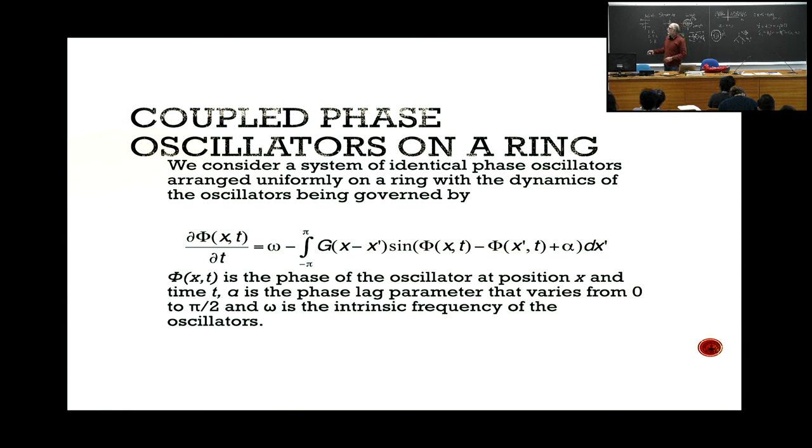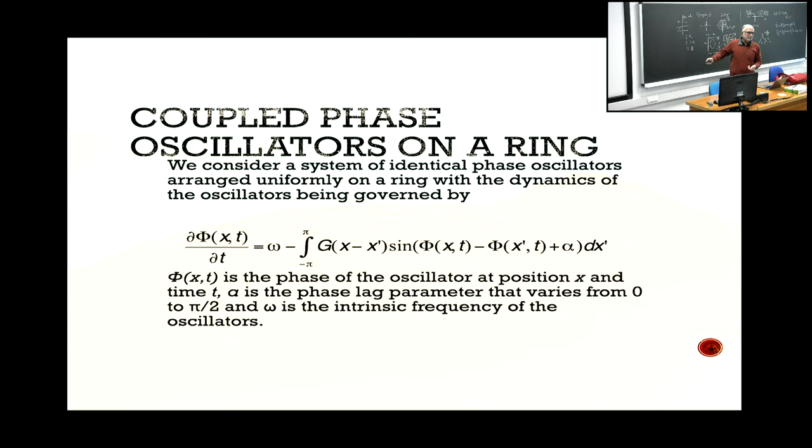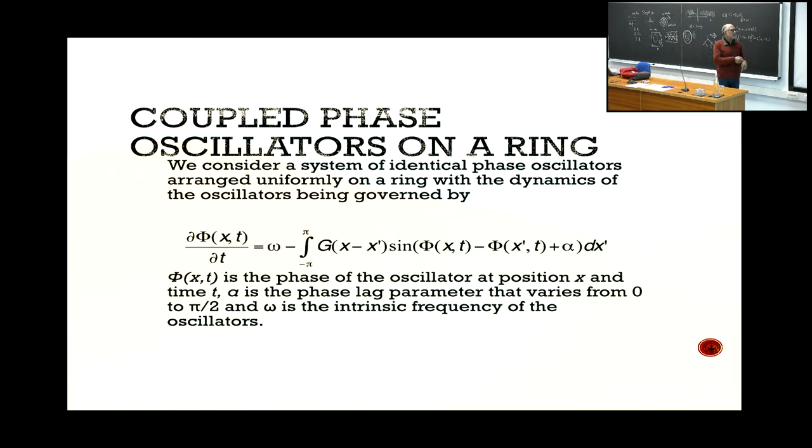you now write an integral equation, or differential integral equation. This is the phase at position x, right? So you're thinking of each phase oscillator actually being at some location x. When we started, we just said d phi by dt and d phi sub i. So that was the ith oscillator, but now let me think of x as the spatial location of the oscillator, and it's got its frequency omega.